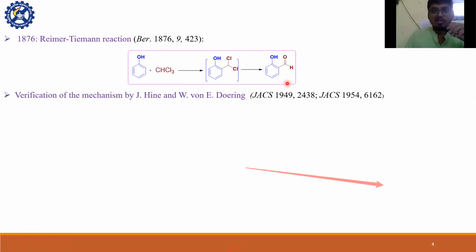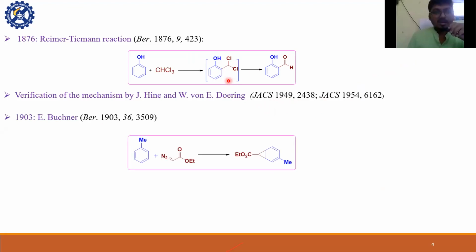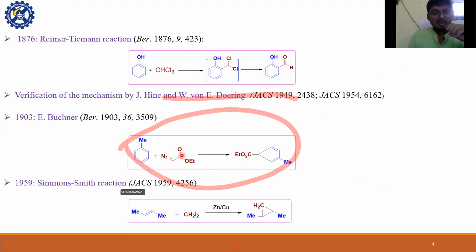And these mechanisms came very late, I mean from 1949 onwards the mechanism came. Later, this is the famous Buchner reaction to synthesize cycloheptatriene molecules, where again carbene is involved in these reactions. Later, the Simmons-Smith reaction is also a very familiar reaction to synthesize cyclopropanes.